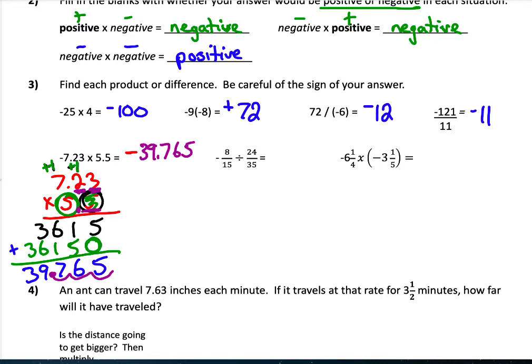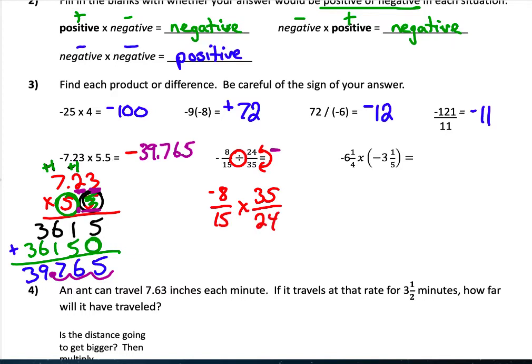All right, next one. Now I'm working with my multiplying and dividing fractions. So remember, for multiplying and dividing, first take care of your sign. A negative times a positive is a negative. Then when we're dividing fractions, remember, instead of dividing by the fraction, we're going to multiply by its reciprocal. We're going to flip that second fraction upside down.